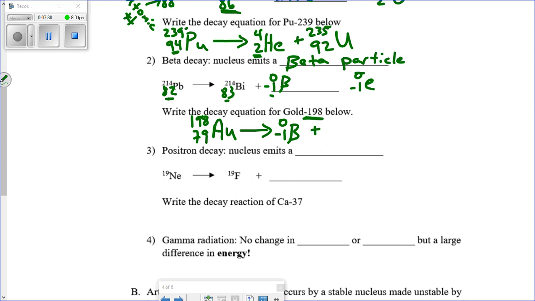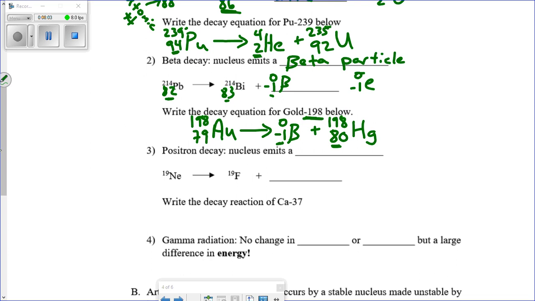So then to make sure that these are equal, you have 198 on the top, and you have 80 on the bottom. Why that's 80 is because 80 minus 1 is equal to 79. So now I have to figure out what an atomic number of 80 is, and once you look that up in your reference table, you would see that it is Hg, or mercury. So that would be your completed decay equation there.